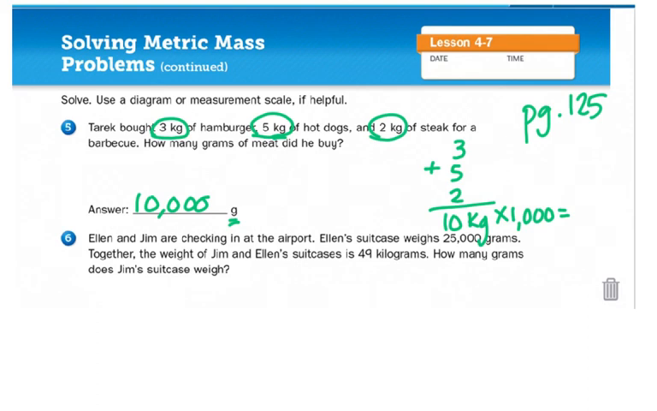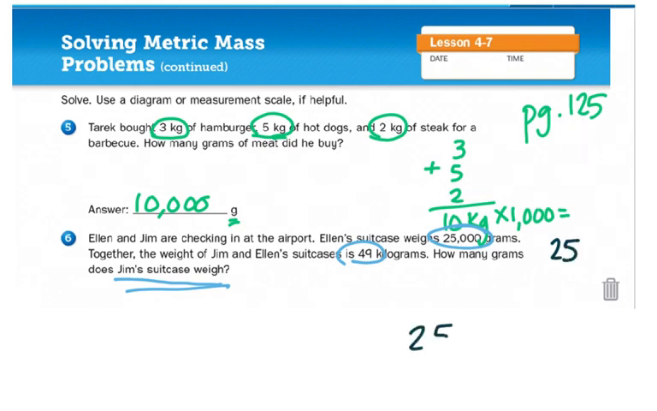Number 6, Ellen and Jim are checking in at the airport. I sure hope they go somewhere warm. Ellen's suitcase weighs 25,000 grams. Together, the weight of Jim and Ellen's suitcases is 49 kilograms. How many grams does Jim's suitcase weigh? So first thing I'm going to do is to convert Ellen's into kilograms. So if 25,000 grams is what it weighs, and we convert that to kilograms, that would be 25.